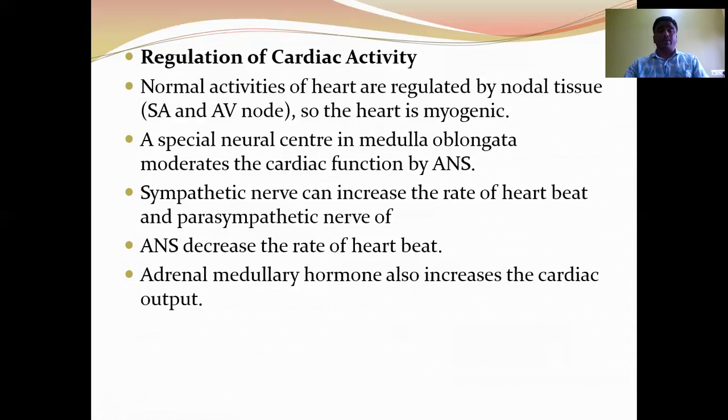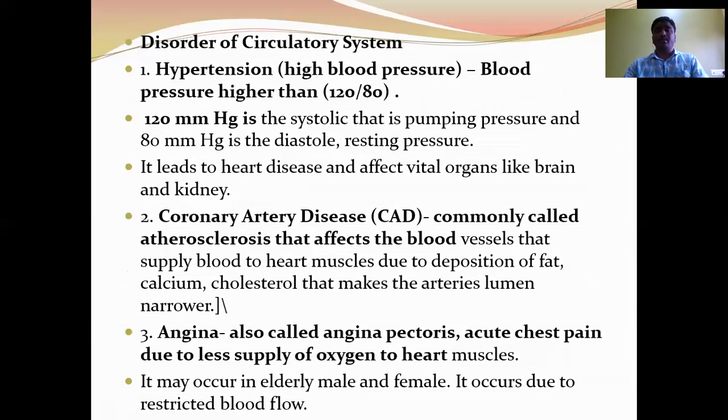Hence, it is myogenic. A special neural center in the medulla oblongata moderates the cardiac function through the autonomic nervous system. Sympathetic nerves can increase the rate of heartbeat, and the parasympathetic nerves of the ANS decrease the rate of heartbeat. Adrenal medullary hormones also increase the cardiac output. Next, the last topic, disorders of the circulatory system.